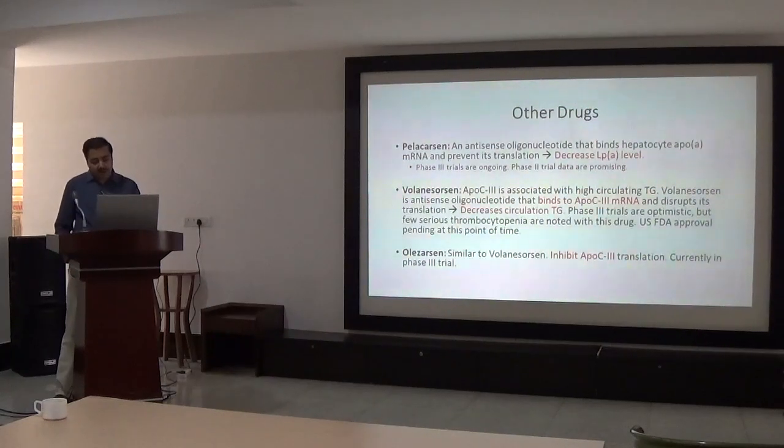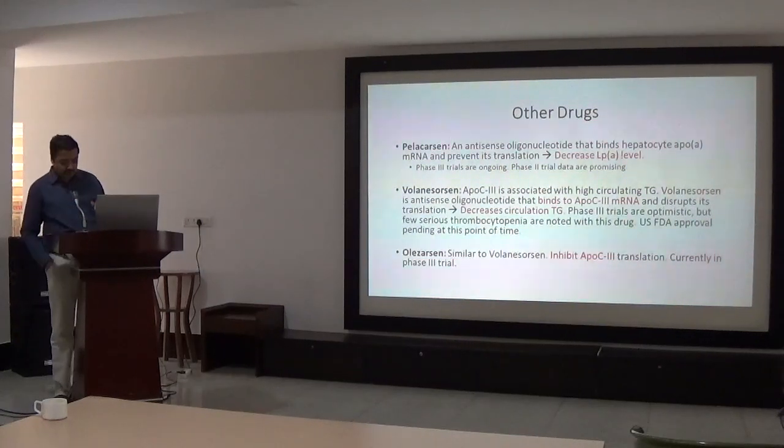Pelacarsen, again an investigational molecule in a phase 3 trial, decreases lipoprotein(a). Olezarsen, again, decreases circulating triglycerides. These are all in phase 2 or 3 trials as of now. Any drugs that work on ApoB?